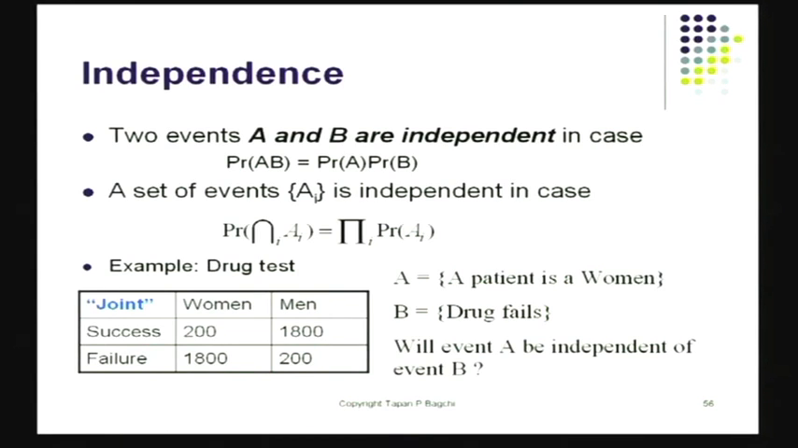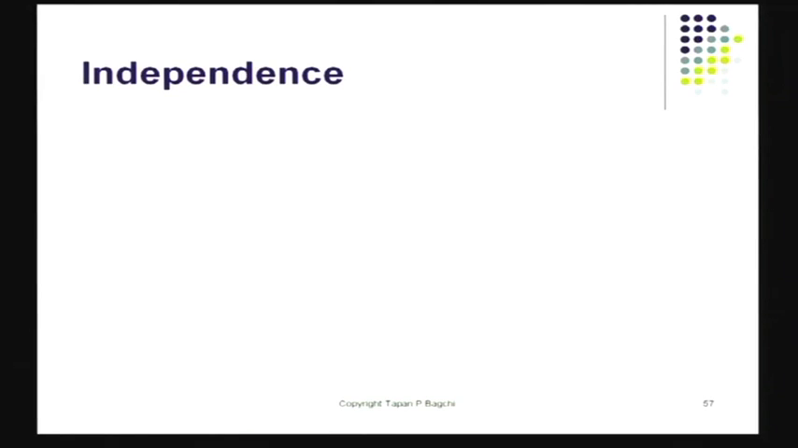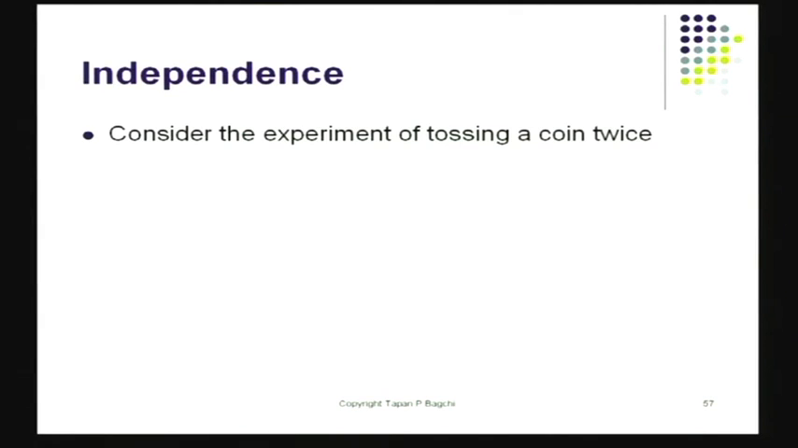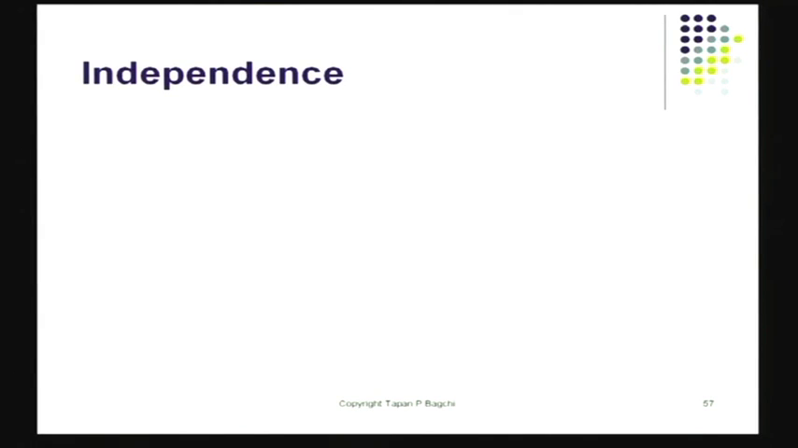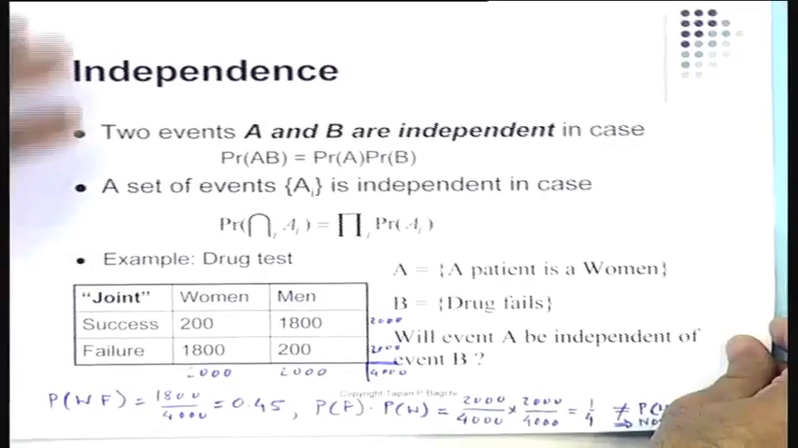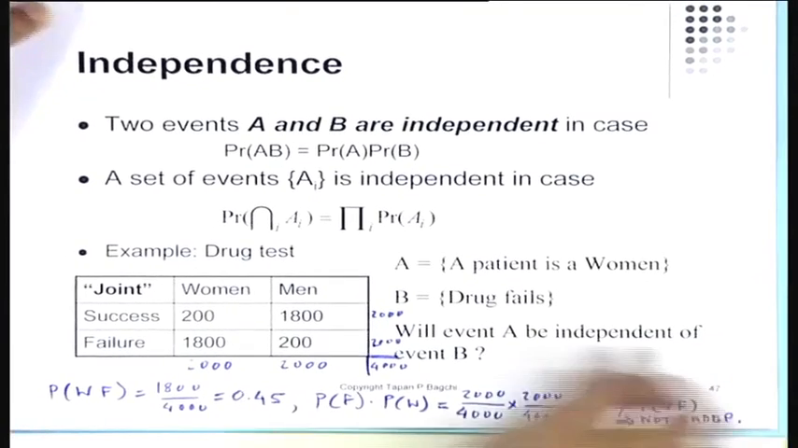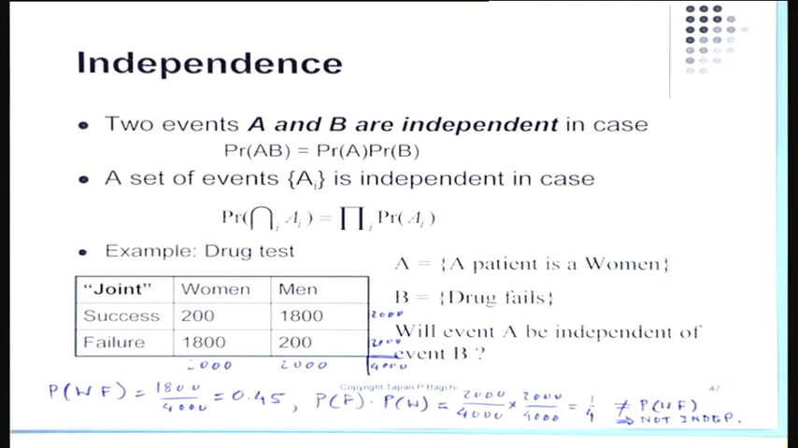The question I'm asking is, are A and B independent? What are A and B? A is the event that the patient is a woman, and B is the event that the drug failed. Are they independent of each other? Let's try to see how we work it out. And for that, what I've done again is I've taken a print of the slide and I've worked out the examples for you.